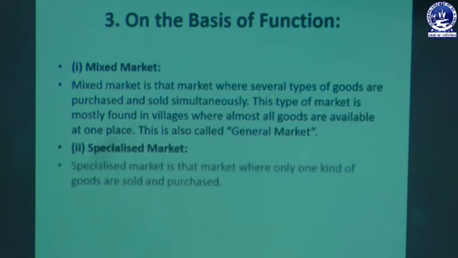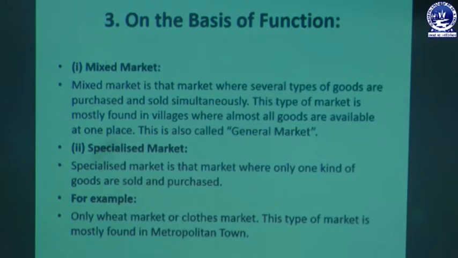We can also have a specialized market. A specialized market is a market where only one kind of goods is sold and purchased. These are specially designed for a particular good or commodity. For example, only a wheat market or cloth market or any other commodity market where we can find that particular commodity. This type of market is mostly found in metropolitan cities or towns.